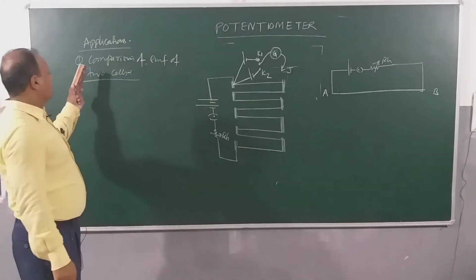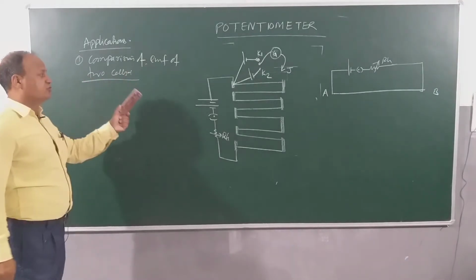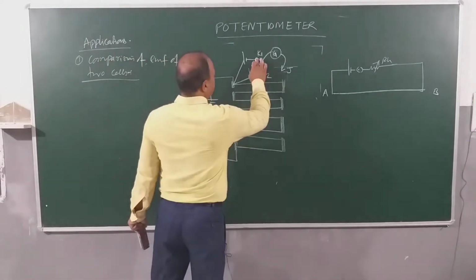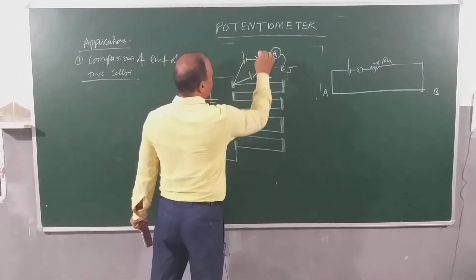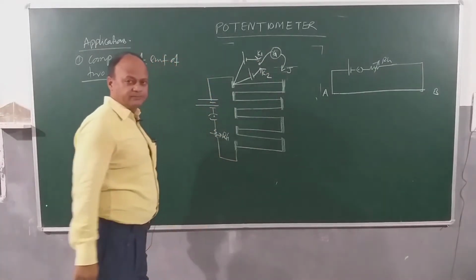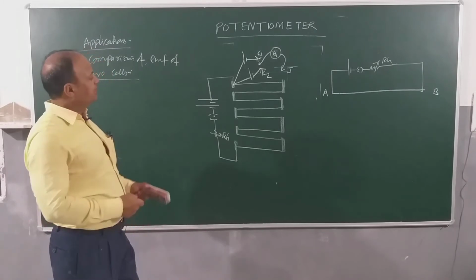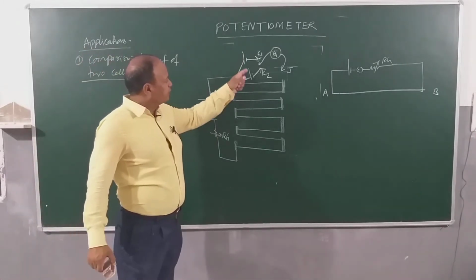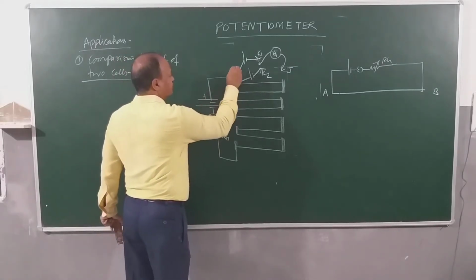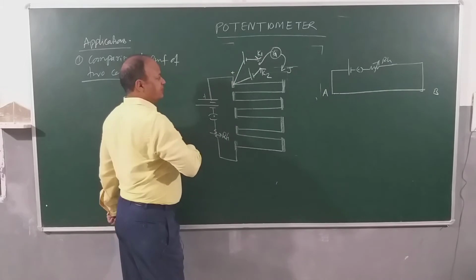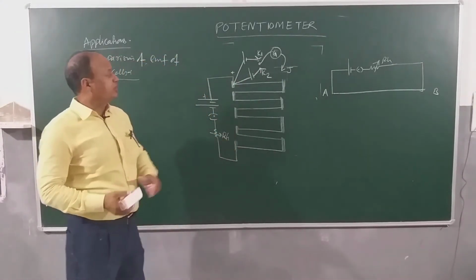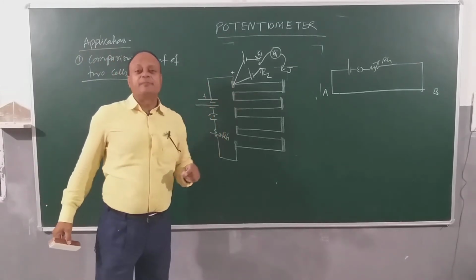First we are doing the comparison of EMF of two cells. Right? Now, there is one key here, K1. This key is open. This is key K2 which is also open. Now very important for you to notice that both the cells are connected in parallel. See where the positive of the two cells is connected, and the other end will be connected to the what? Negative. The positive will be connected to the positive. Right? Now how will you compare the EMF?